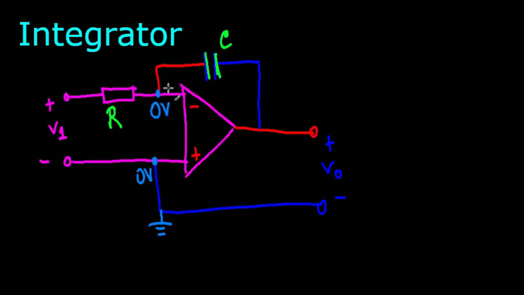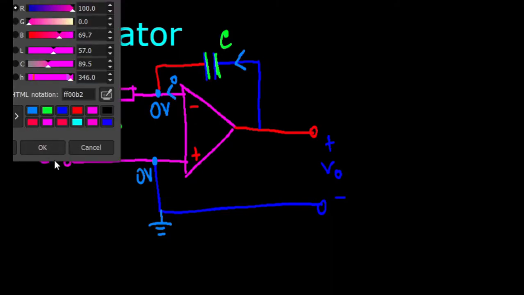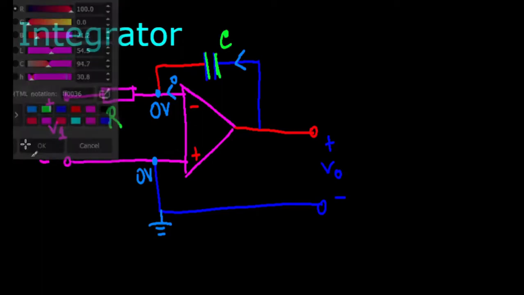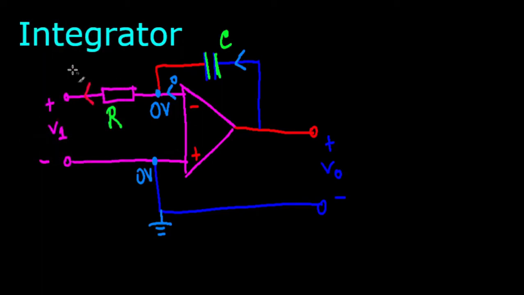Also, the current here has to be zero. I'll write a small zero here. Let's say there's a current entering this node through the capacitor, and there's a current exiting through this resistor. This is your V output. This is zero.